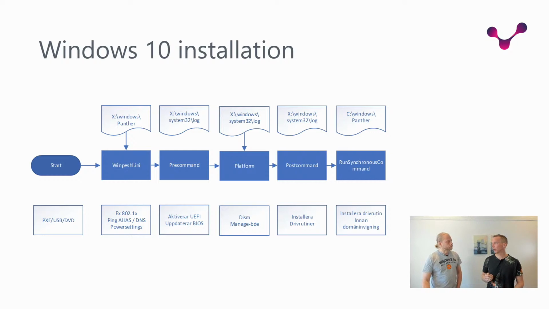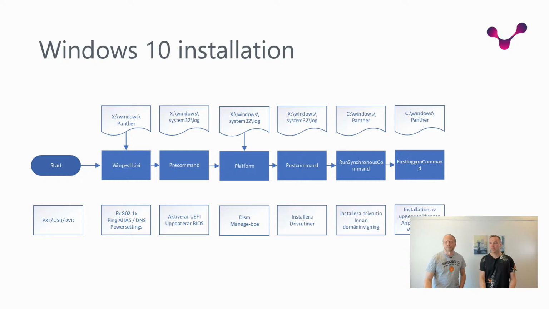We have some customers that have issues with the network driver, network card, so we can trigger the driver installation one more time and make sure we have network on the machine before we go to the phase where we domain join the machine, and so on. And we have some log files. We can see we often have a Panther folder, and it can be on X or on the C drive depending on where we are in the process.